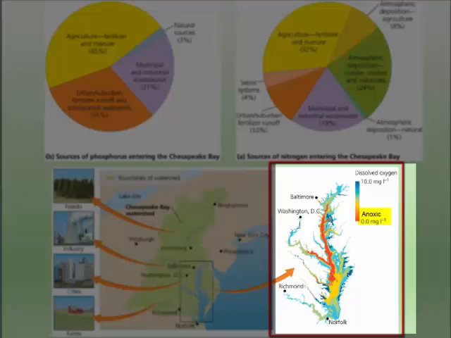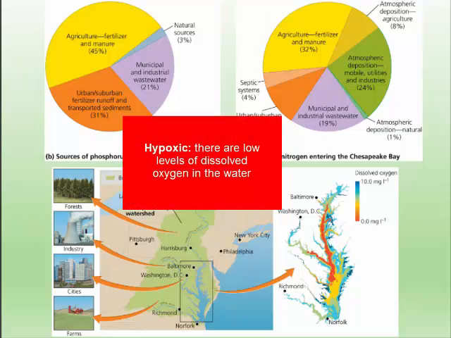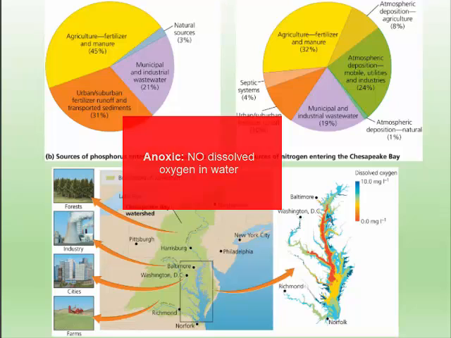Notice the color scale on the call-out. Dark orange areas indicate anoxic conditions, and just above that, as indicated by a lighter orange to yellow, are hypoxic conditions. As a reminder, hypoxic conditions are when there are low levels of dissolved oxygen in the water, and anoxic conditions are when there is no dissolved oxygen in the water.